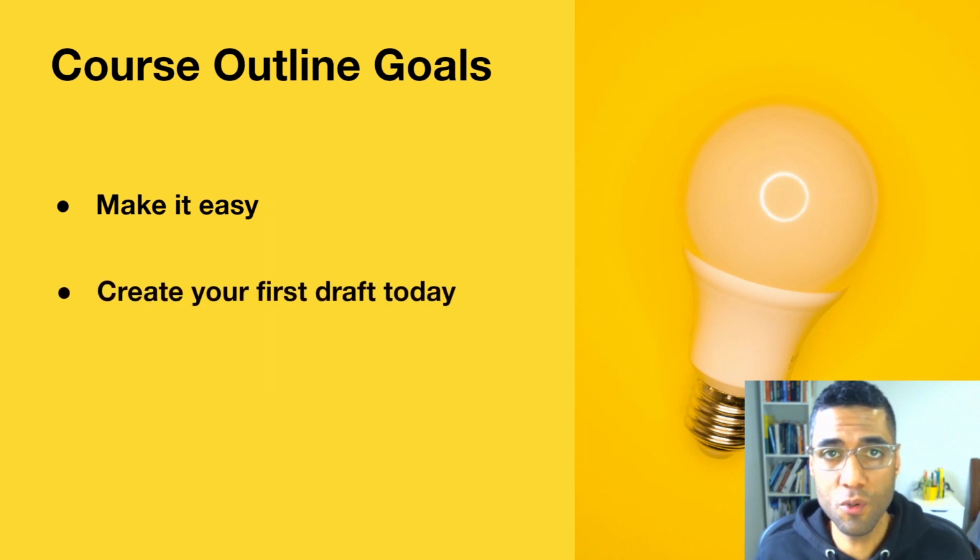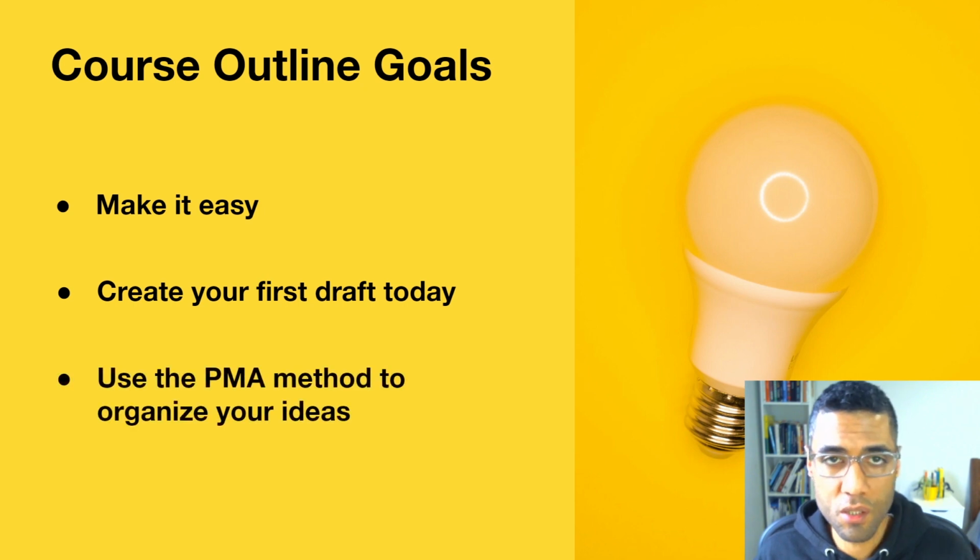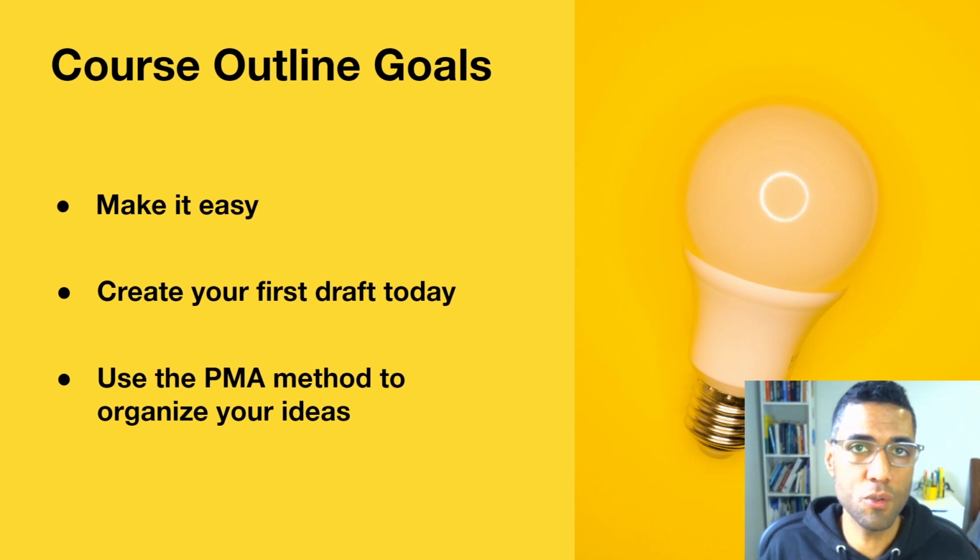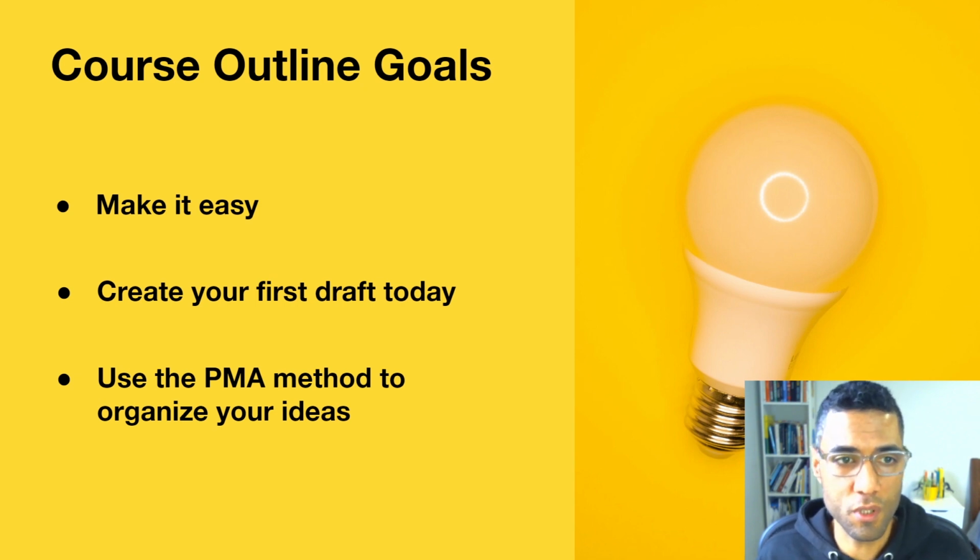Second, the goal is for you to create your course outline by today. If you've been thinking about, should I create a course? What should I create a course about? How should I structure this course? By the end of today, you should have your course outline done by following this process. And you're going to use this PMA method to organize your ideas about your course into a structure that works.